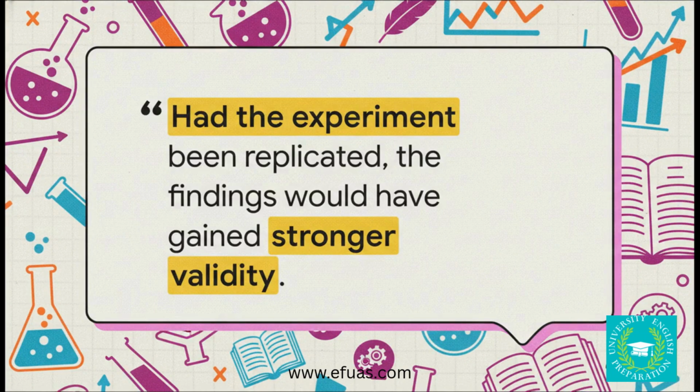Okay, here's a pro tip for you. In really formal academic writing, you're going to see this inverted structure where they just drop the if entirely. Had the experiment been replicated just means the same thing as if the experiment had been replicated. Now, you don't necessarily need to use this in your own writing right away, but it's super important to recognize it when you're reading dense academic texts.